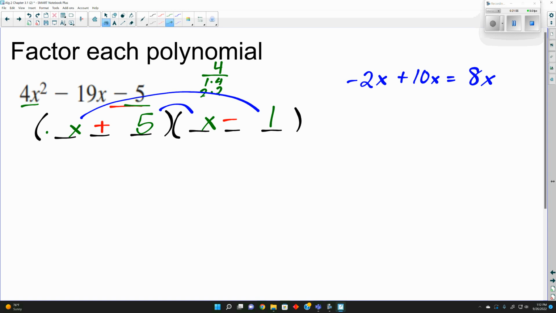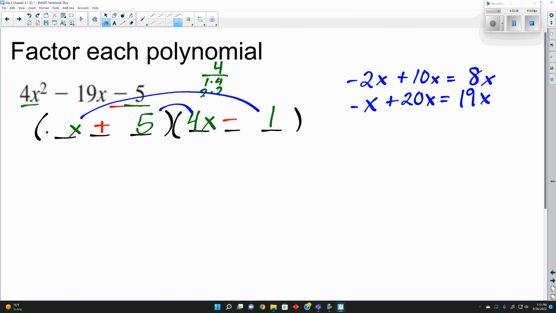Where do we want to put the 4 first? Okay. And we can try this here. X times negative 1 is negative x. 5 times 4x is plus 20x. And negative x plus 20x is positive 19x. Is that what we wanted? It's supposed to be negative. We're almost there, yes? So what would be an easy way to fix it?